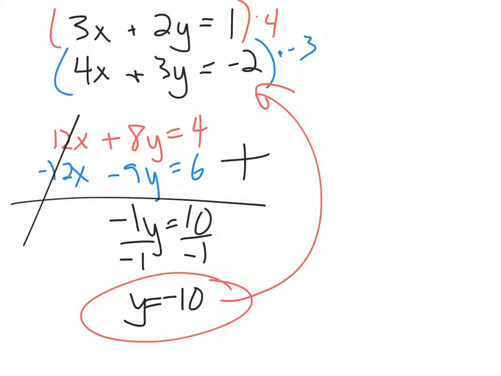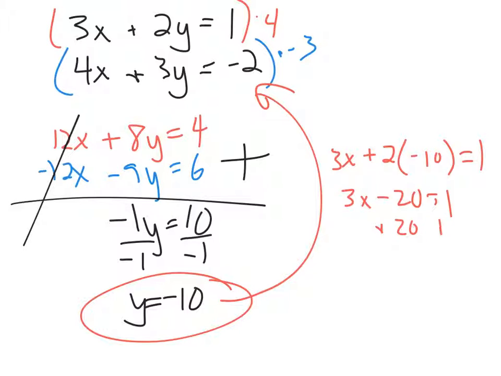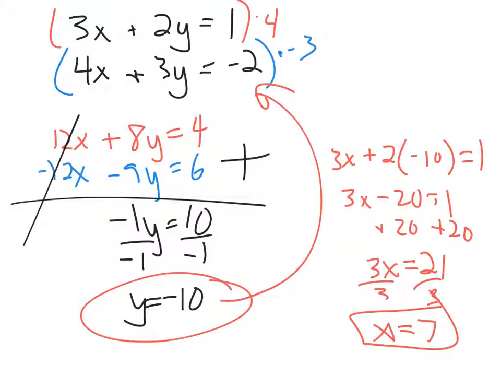Let's take the top equation. 3x plus 2 times negative 10 equals 1. 3x minus 20 equals 1. Add 20. 3x equals 21, and x is 7. So there we go. Our solution would be the ordered pair 7, negative 10.